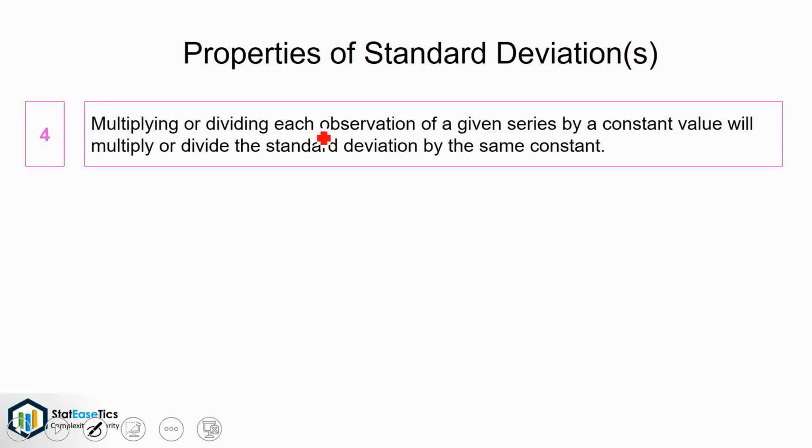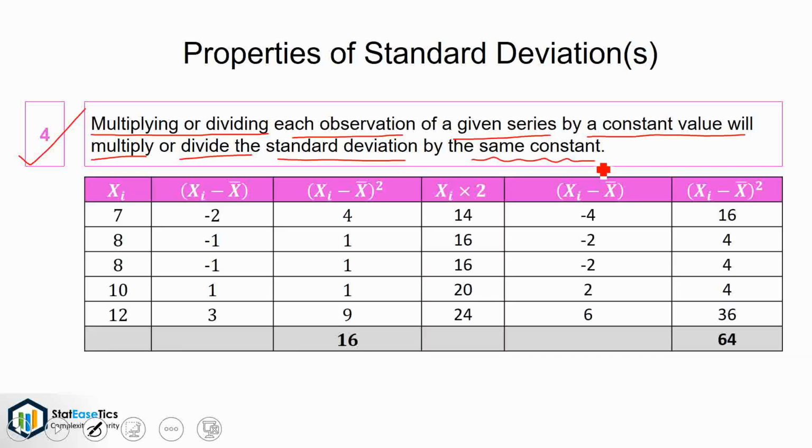Now let's see the fourth property of standard deviation, that is, multiplying or dividing each observation of a given series by a constant value will multiply or divide the standard deviation by the same constant. Let's see it with the help of an example. Again we have the series with observations 7, 8, 8, 10 and 12. Here we multiply a common constant, say 2, to all the observations and get the new series as shown.